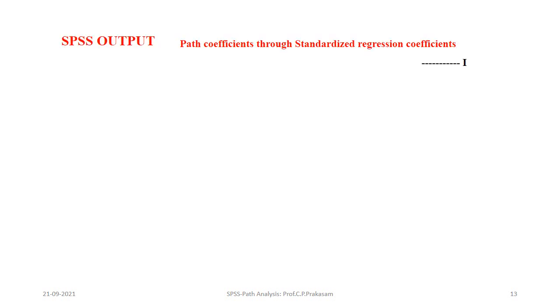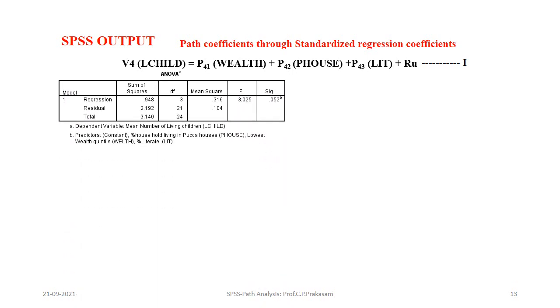Coming back to the SPSS. In the SPSS output, we can calculate the path coefficients as standardized regression coefficients. When you look at the first equation, V4 equals wealth, that is P41, plus P42, plus P43, plus the residual variable. Therefore, we can run the SPSS output: analyze, regression, linear, then input the dependent variable as V4 and the independent variables as V1, V2 and V3. Then say OK, and you will get the output.